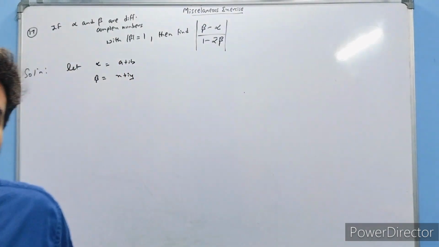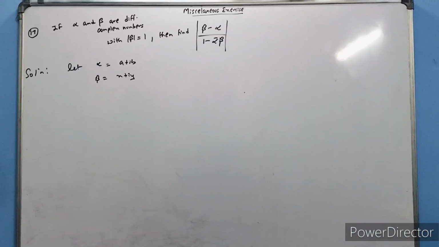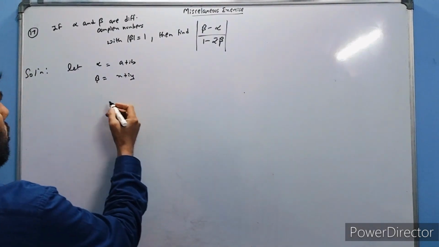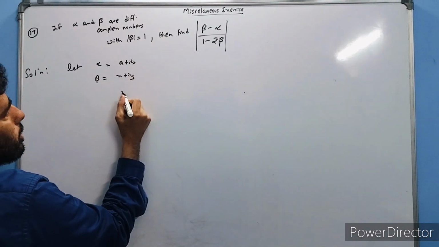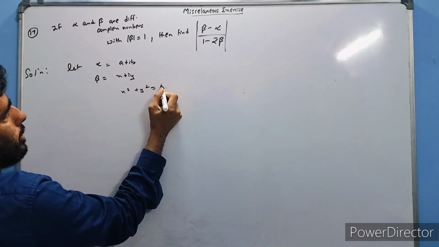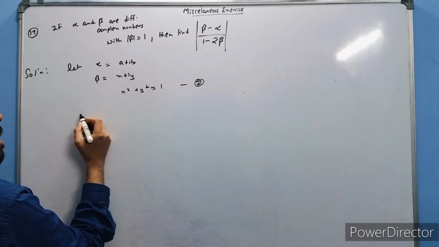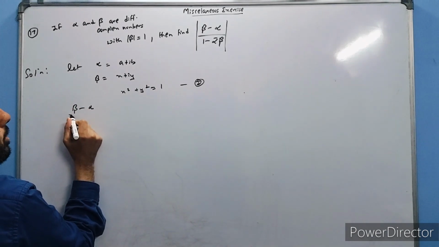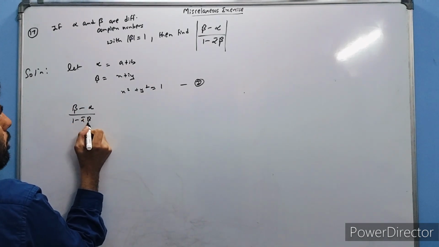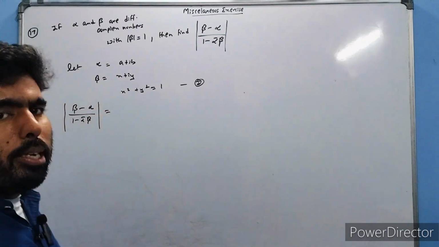So now what they have given in this is alpha and beta. Let us take alpha and beta here. That is alpha is a plus ib and beta is equal to x plus iy, because they are saying that both are different complex numbers. Okay, so let us see how we solve. Now they are saying that the modulus of beta, that is x² plus y², is equal to 1. So this is the first equation. Now what they have given, (beta minus alpha) upon (1 minus alpha-bar beta). So let us try to find this value.